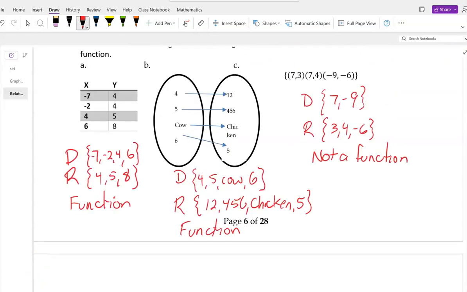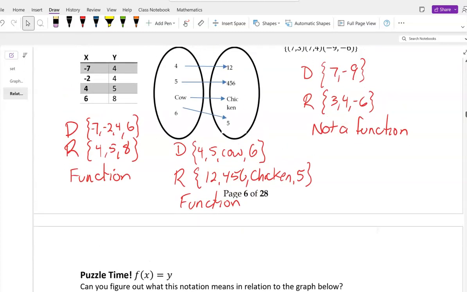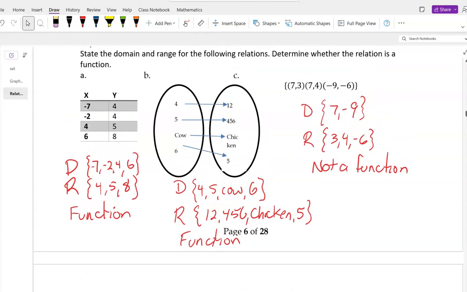All right, there are your answers. You can see the first 2 are functions because each input has only one unique output. On the other hand, C, the 7 becomes a 3. It also becomes a 4, so that means not a function. All right, I'm going to stop there.